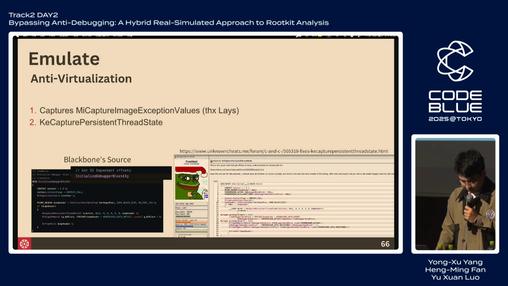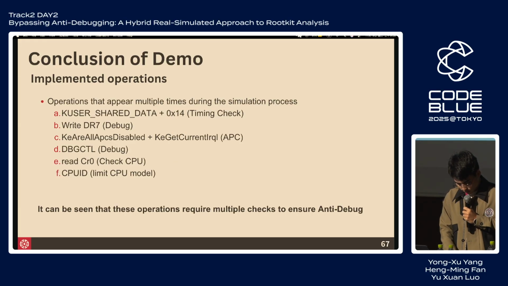Also, we discovered that it uses the NtCaptureImageExceptionValues function to find OS-dependent offsets. UnknownCheats forum mentions this function for getting offsets. We can also find that Backbone's source code uses it to get the offsets. So, we can see that this anti-cheat engine implements many advanced techniques. Although it has many advanced techniques, we still collected some of the easier methods that can be implemented.